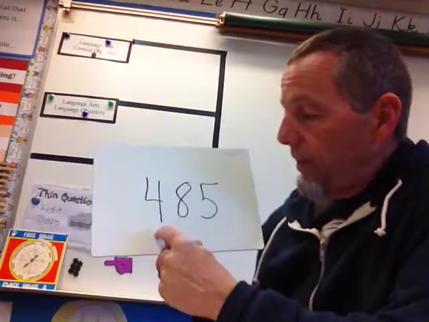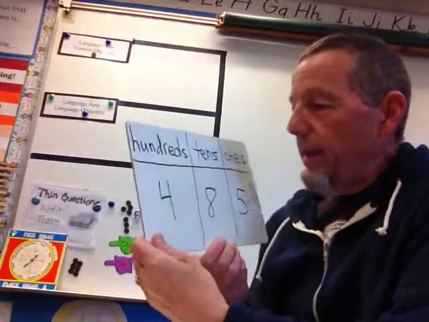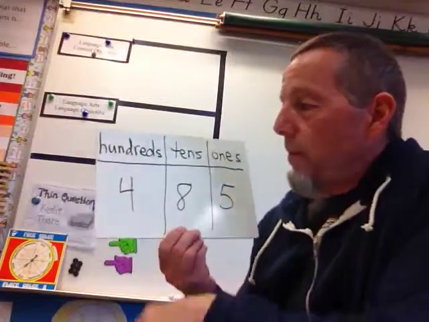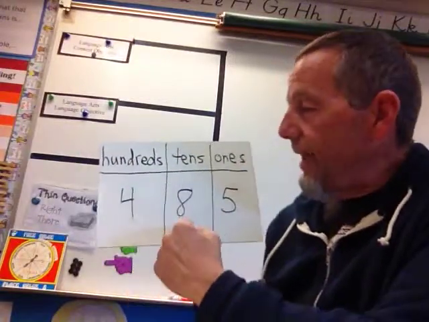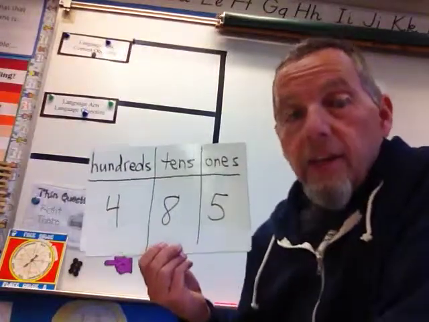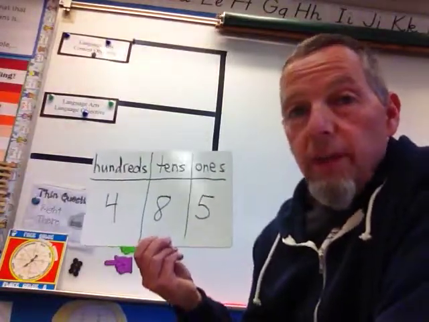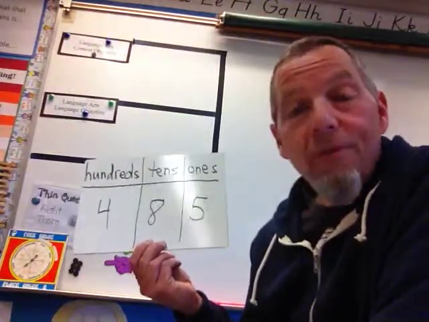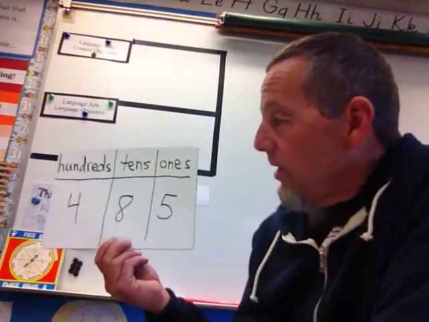Let's try one more. Here's the number 485. You can see that very clearly. And if we write it like this, we have a 4 in the hundreds place, an 8 in the tens place, and a 5 in the ones place. So let's ask Mr. B, which one of these has a value of 5? Mr. B, do you think you know?